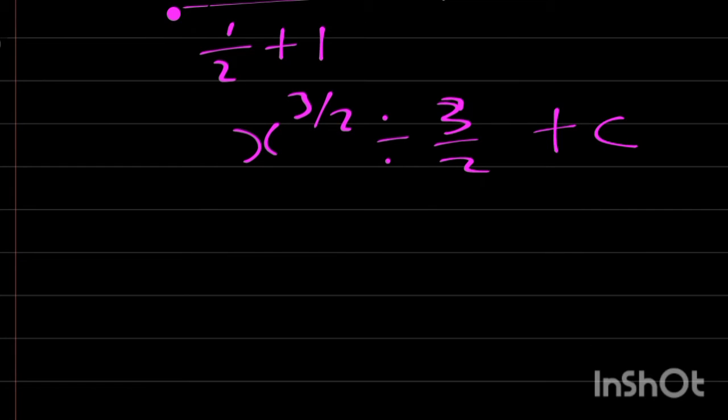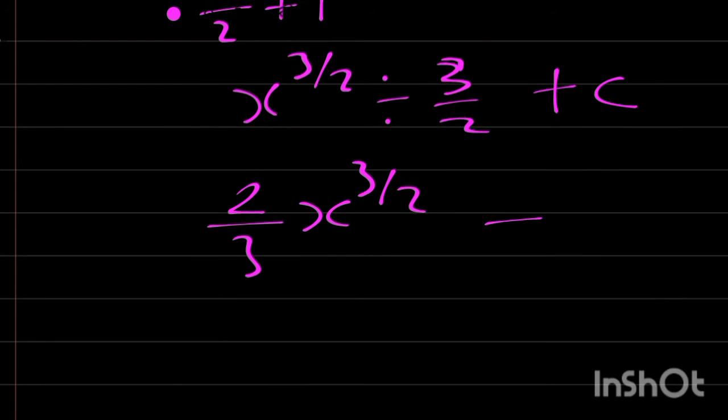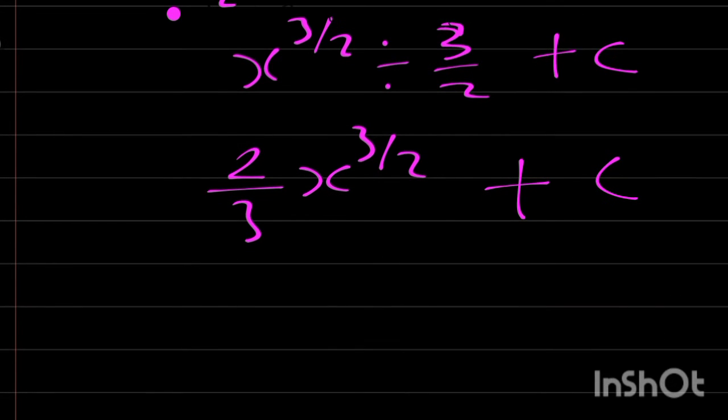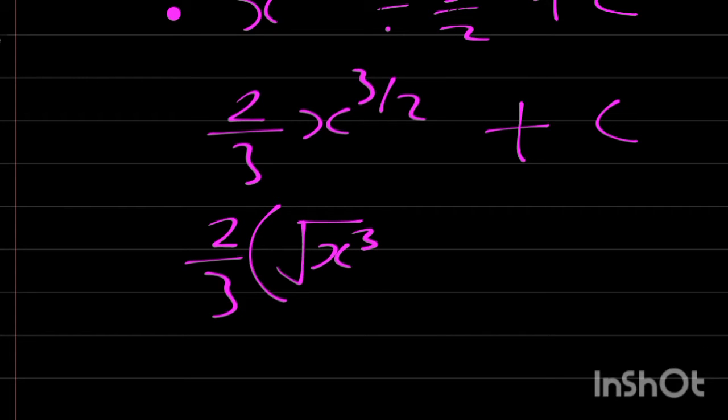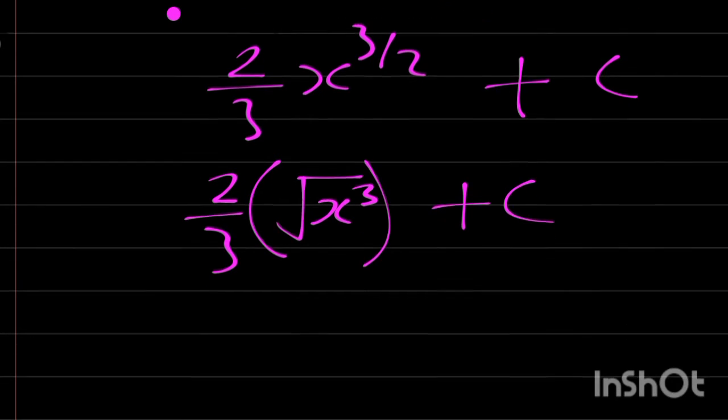What are we going to have at the end of the day? It becomes 2 over 3 x raised to the power 3 over 2. But don't forget that if you are dealing with objective questions, it is possible that your answer may not be expressed in this format. So in what way can this expression be expressed? I can have 2 over 3 into bracket square root of x raised to power 3 plus C. And it can also be what?